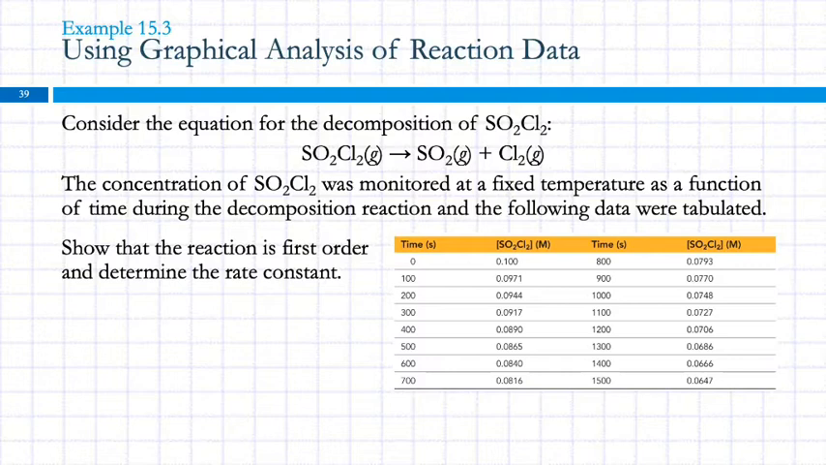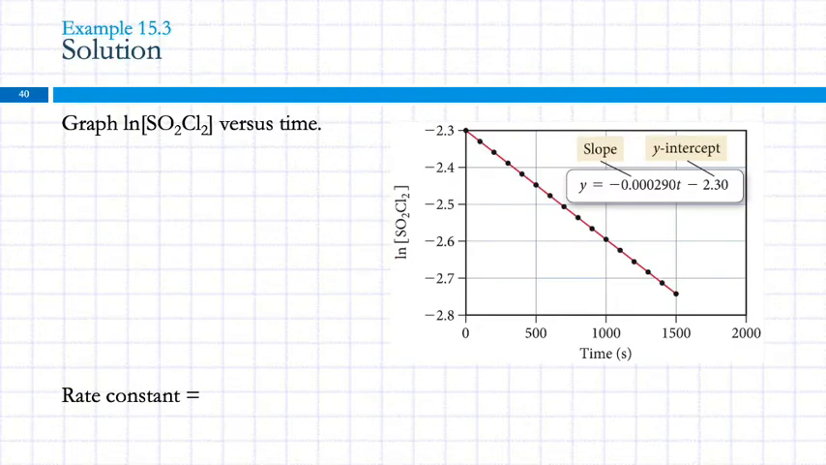Graphing the natural log of the concentration of the reactant versus time, we see that it's a straight line. So how do we show that this is a first order reaction? We graph it using the first order integrated rate law, and if we get a straight line, that confirms that it's first order. If this was a second order or zero order reaction, this data would not give a straight line. And we'd say, oh, well, it's not that, let's try one of the other ones.